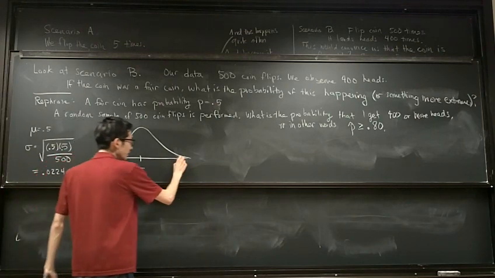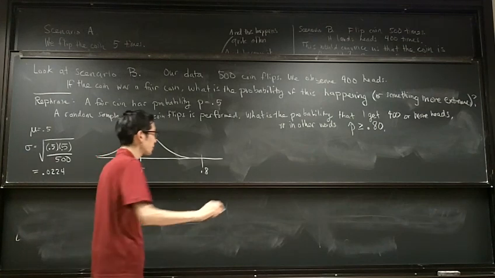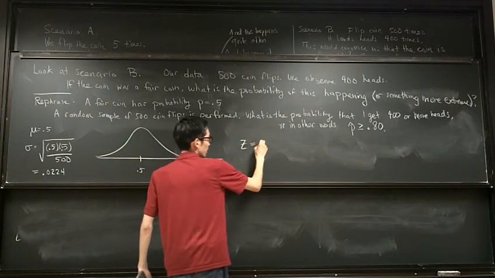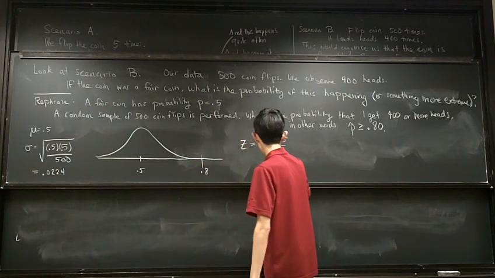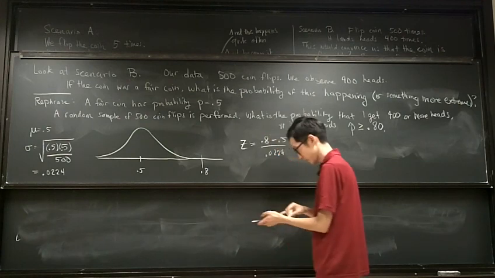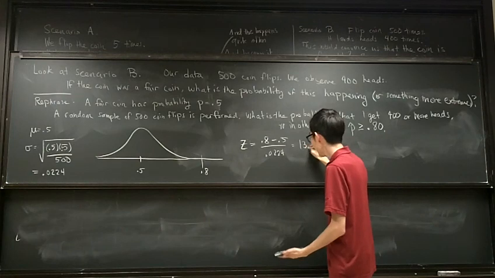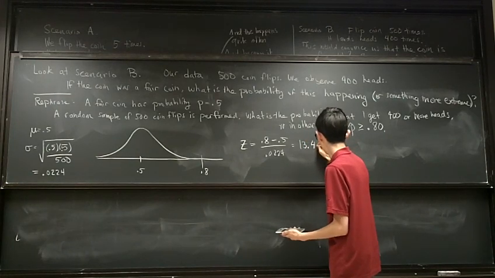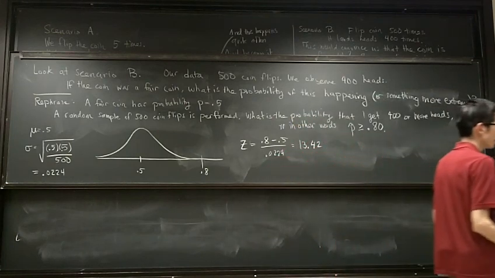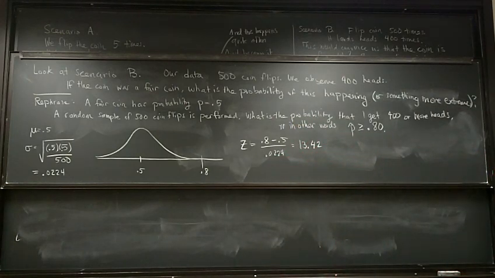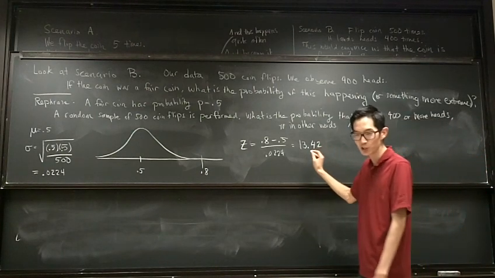And where did I end up? I ended up at 0.8. So what's my z-score here? Z is 0.8 minus 0.5 divided by 0.0224. So I get a z-score of 13.42. Okay? I'm 13.4 standard deviations away from the mean.